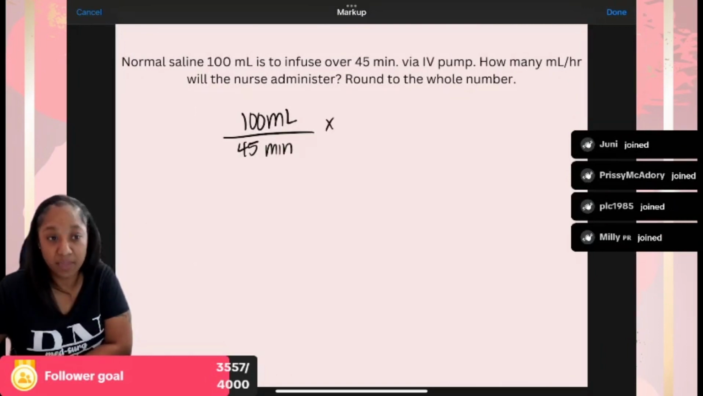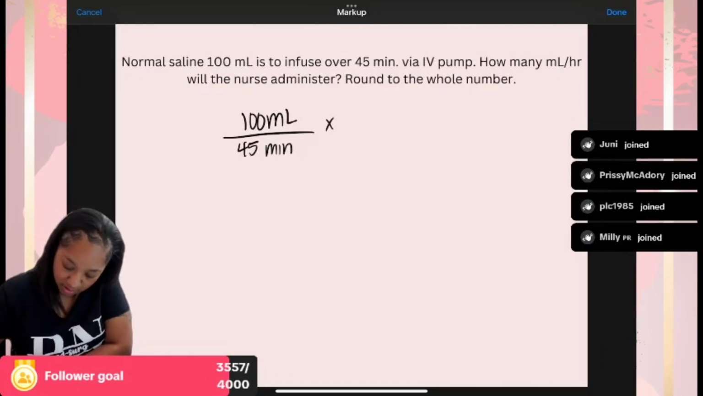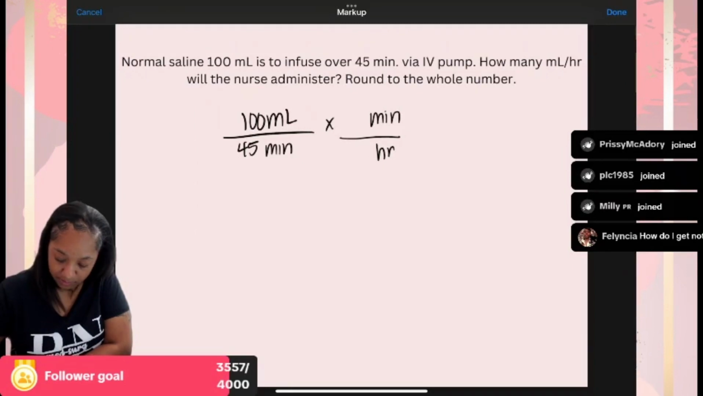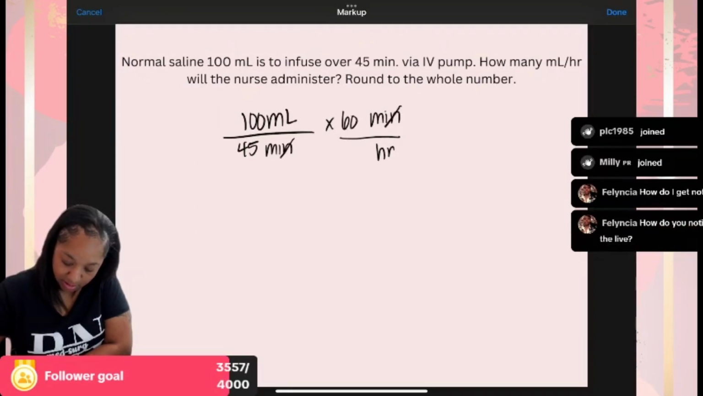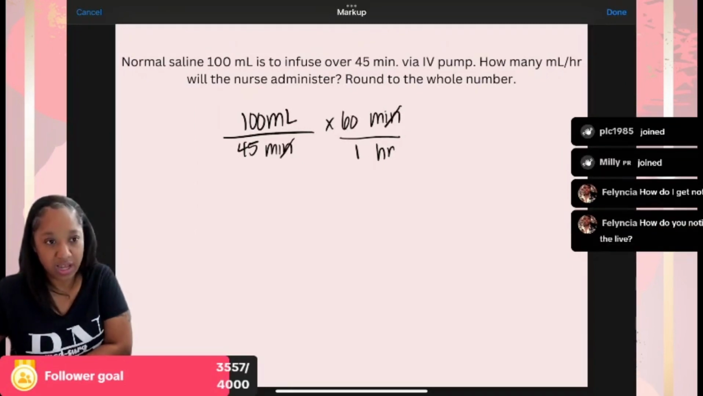We want milliliter per hour. So we're going to put our minutes at the top and hour at the bottom. So this can cross out, right? 60 minutes is in 1 hour.